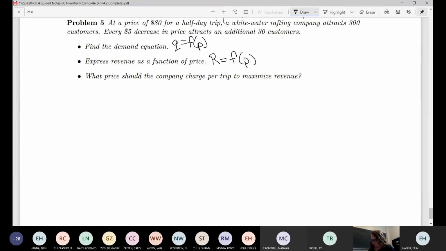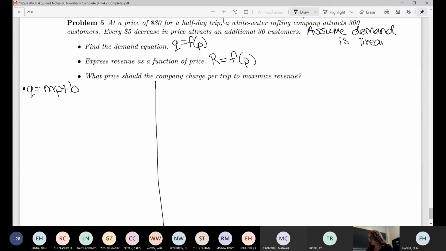So let me split this up a little bit. To find demand, we're going to want some Q equals MP plus B. I should have said assume it's linear. Assume demand is linear. I should have said that, and I didn't. Sorry. But we're going to assume it's some MP plus B.